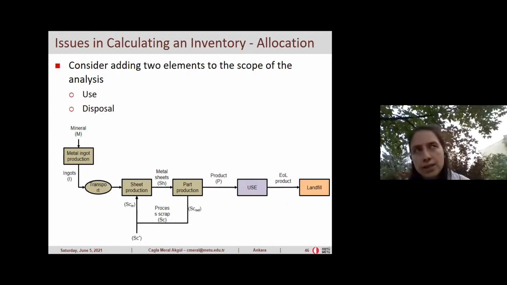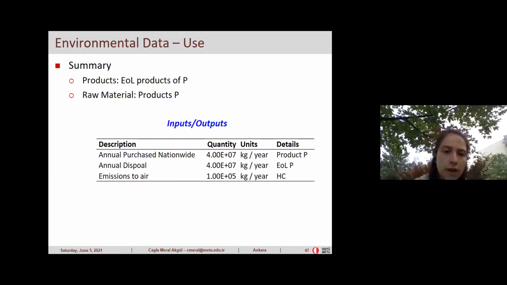Bu allocation sıkıntılı olabiliyor biraz. Consider adding two elements to scope of the analysis, use and disposal. Okay, here we added use of product P and end of life of product P.